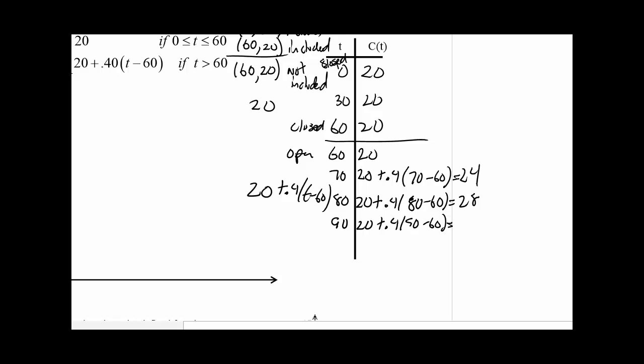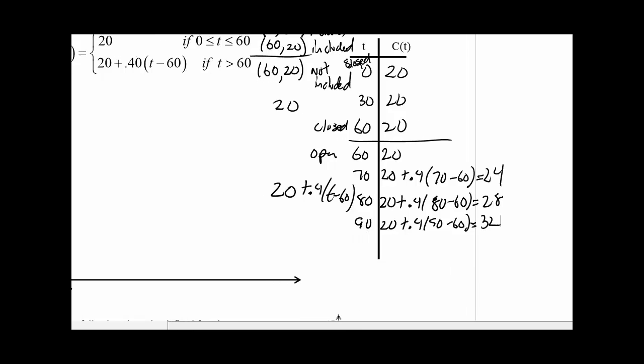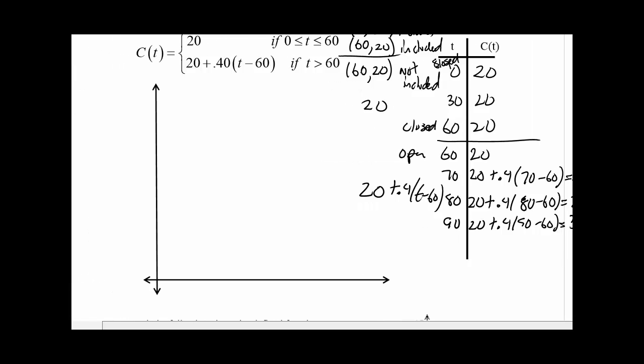And in fact, I do. Okay, so I can see already what's happening here: for every 10 minutes I talk, it's going to be an extra $4. Okay, so now what I want to do is put that table of values on this graph. I know what happens at 0.